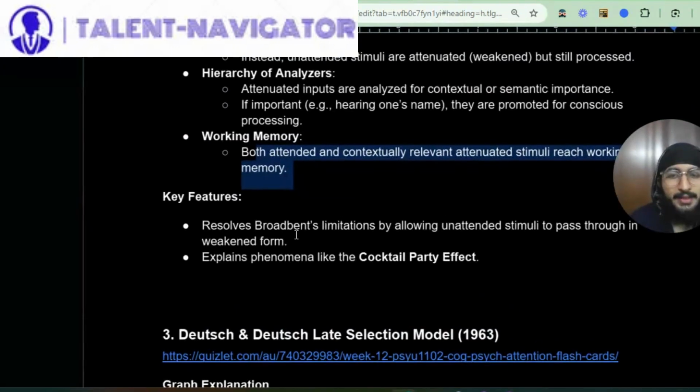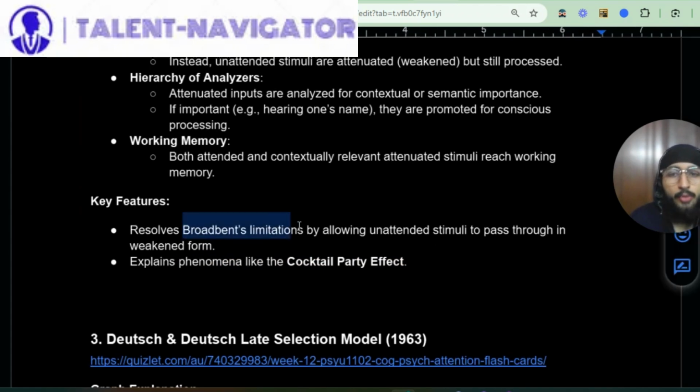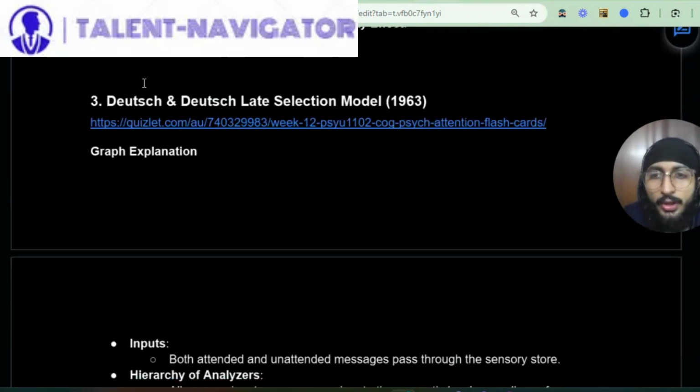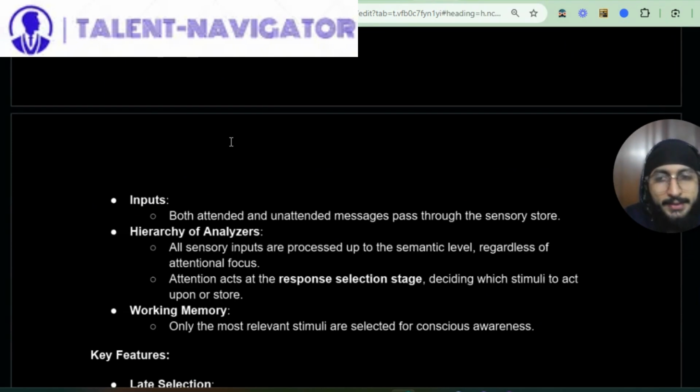Some key features: it is able to explain phenomena like the cocktail party effect, and it resolves Broadbent's limitations by allowing unattended stimuli to pass through in a weakened, or attenuated, form. Now we have the Deutsch and Deutsch late selection model, 1963.